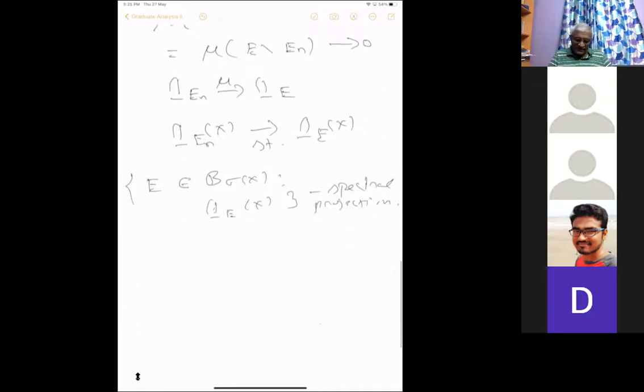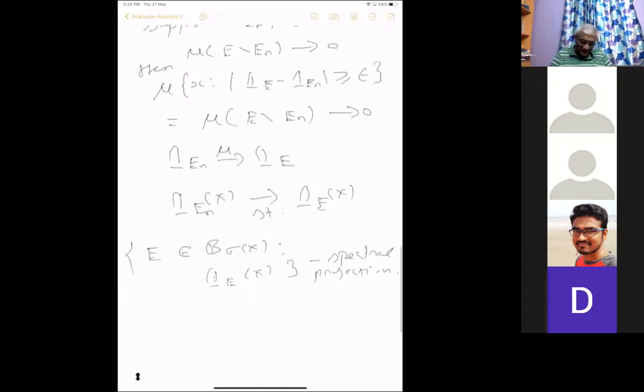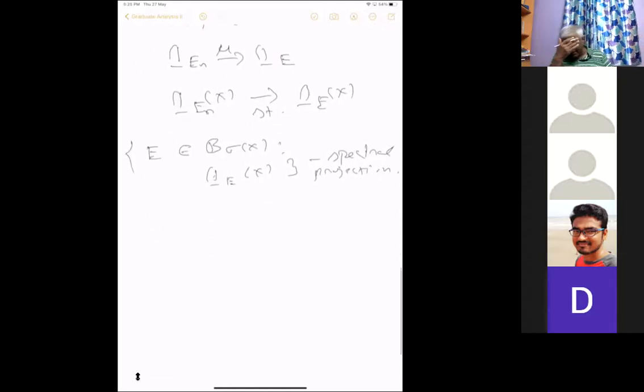Anything in this x is self-adjoint, so it generates a commutative C-star algebra, and all these things commute with each other. So in particular, x will commute with all these spectral projections. Okay. So we were proving the following proposition. We were in the middle of it.